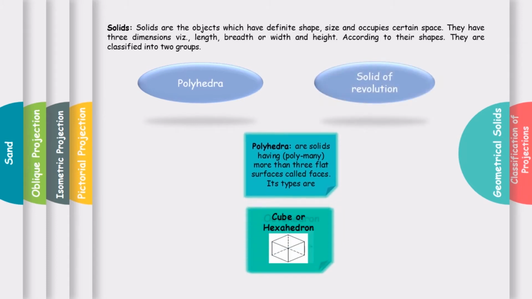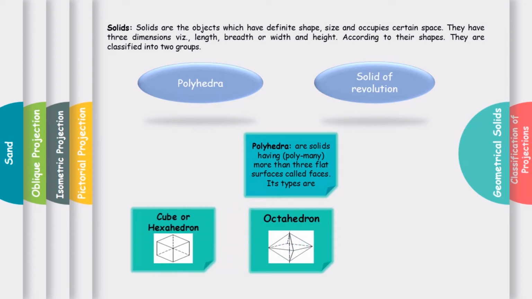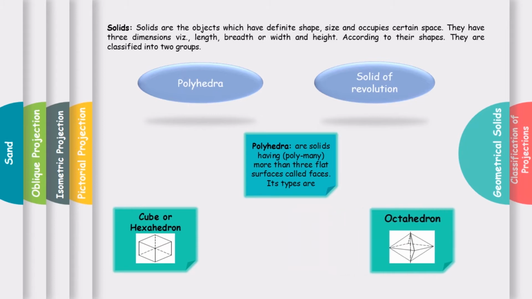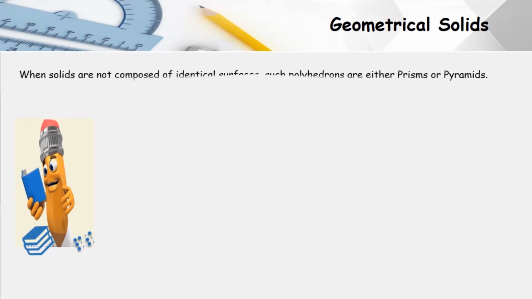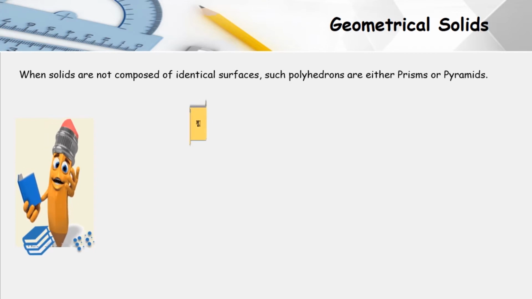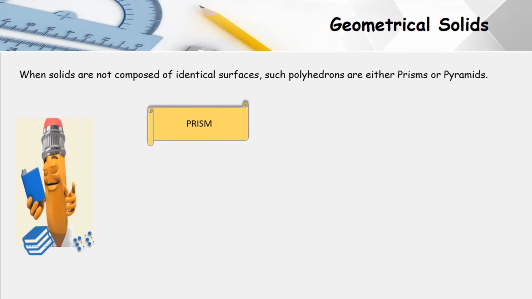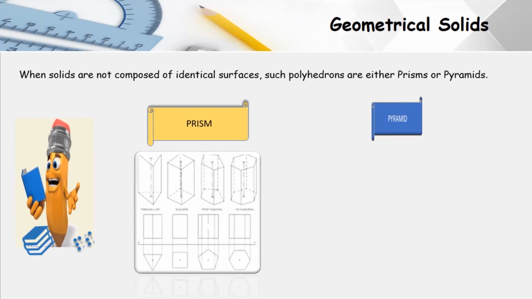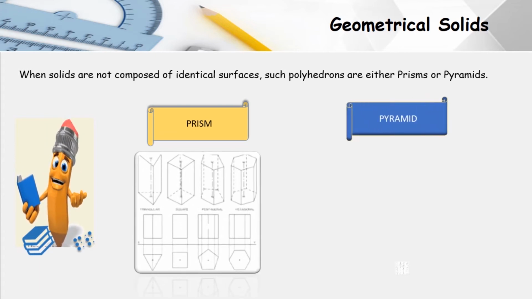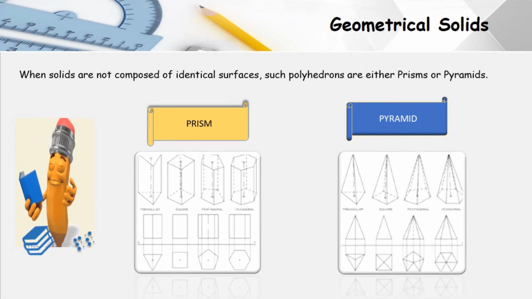Polyhedra are solids having poly, which is many, more than three flat surfaces called faces. Its types are cube or hexahedron, octahedron, and tetrahedron. When solids are not composed of identical surfaces, such polyhedrons are either prisms or pyramids. Below you can see the diagram for both prisms and pyramids.